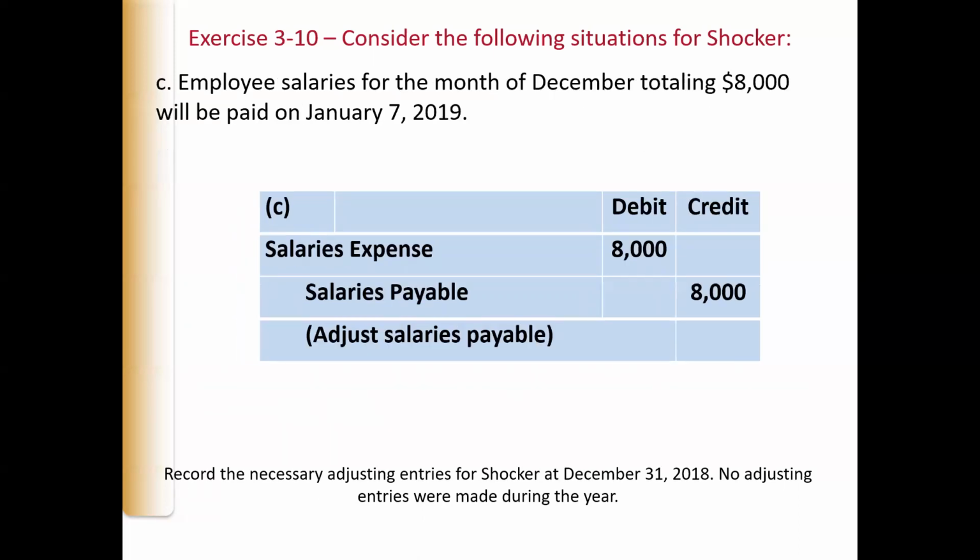Employee salaries for the month of December total $8,000 and will be paid on January 7th, 2019. So we need to show this, it was incurred. It's an accrued expense. We debit our salaries expense and we credit our salaries payable. Guys, come January 7th, what will we do? We will debit salaries payable and credit cash.